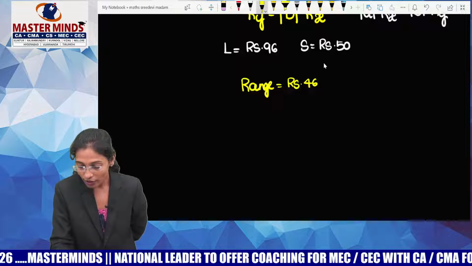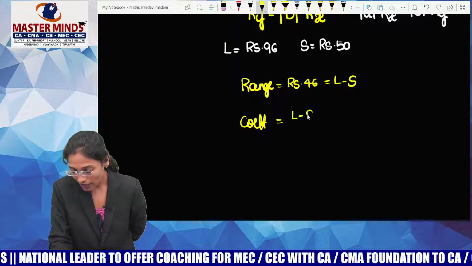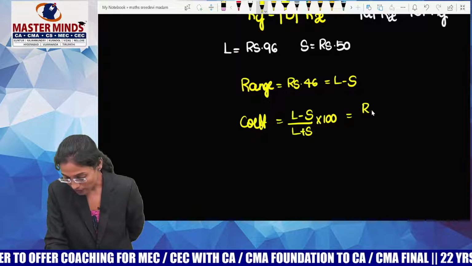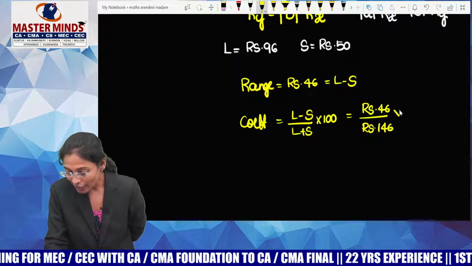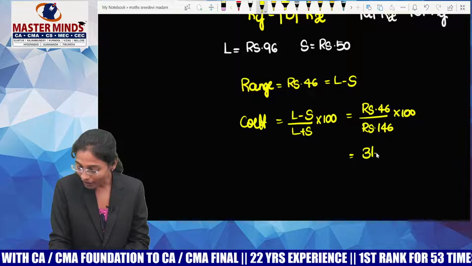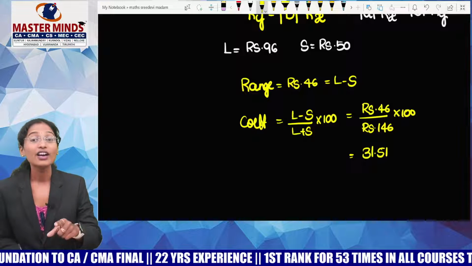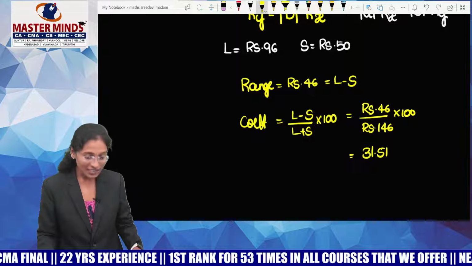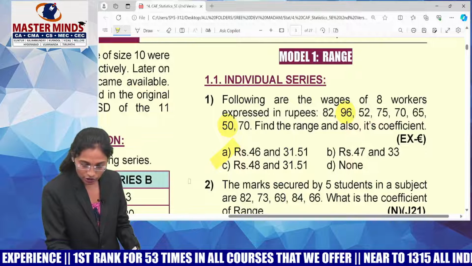Now, what is the formula for coefficient of range? Coefficient of range is equal to L minus S by L plus S into 100. Tell me what is L minus S? 46 rupees. What is L plus S? 146 rupees, into 100. Can I cancel rupees and rupees? And what is 46 by 146 into 100? 31.51. It means if you observe this, absolute measures are unit dependent, relative measures are unit free. So that's how you can calculate the range. Now let's have a look at the next MCQ, and the correct option for this is option A only.